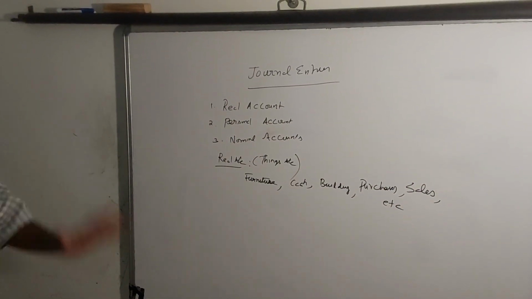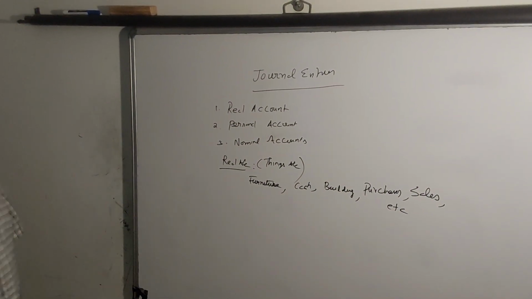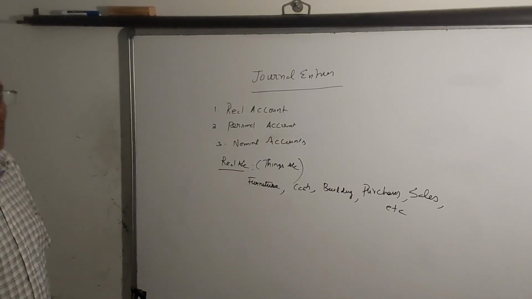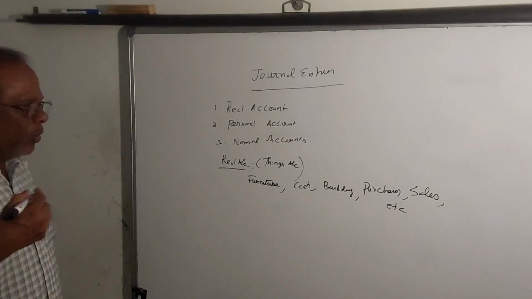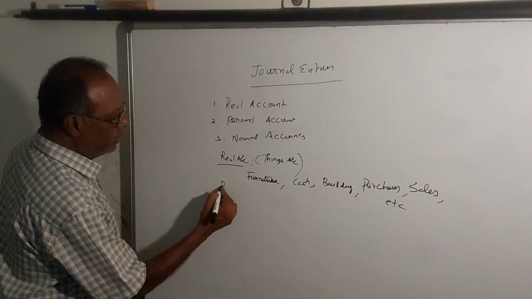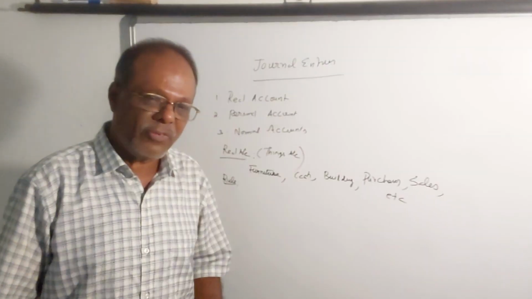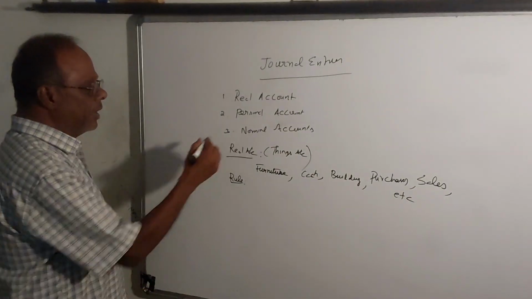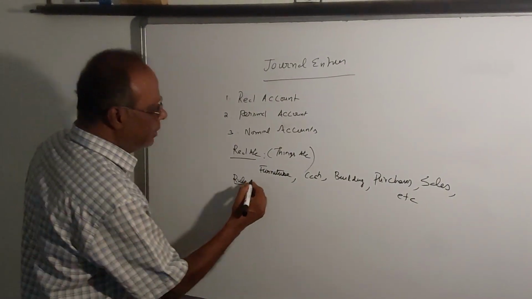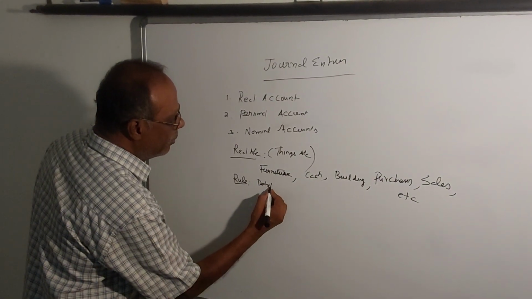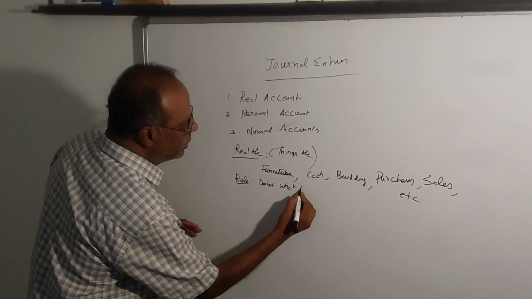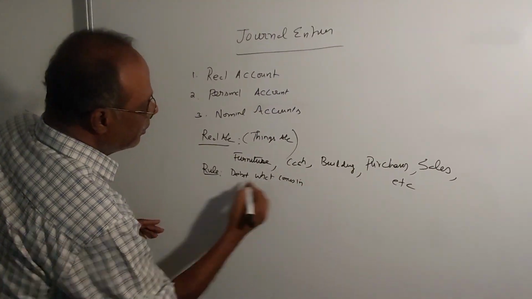These are real account examples. Okay, understand this first. After this, what do you have to understand? You have to understand the rule of real account. What rule can you apply to pass journal entries? That is called the rule. For real account, what rule do you have to apply? Debit what comes in, credit what goes out.